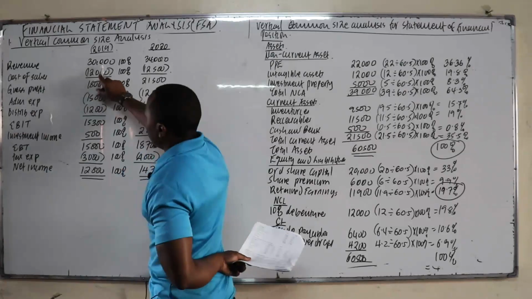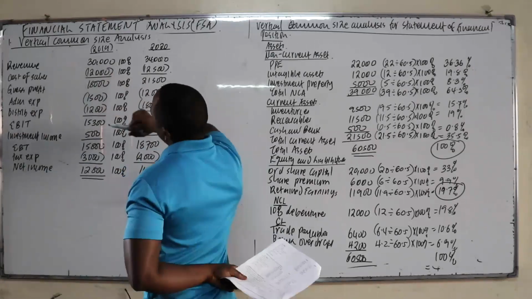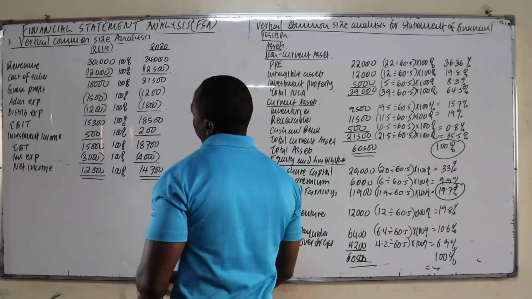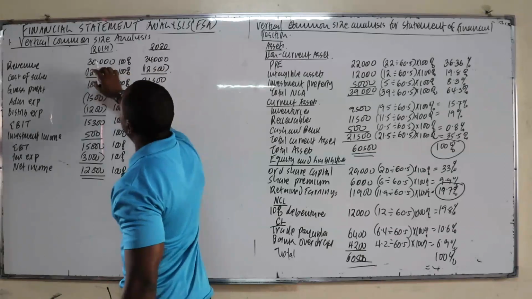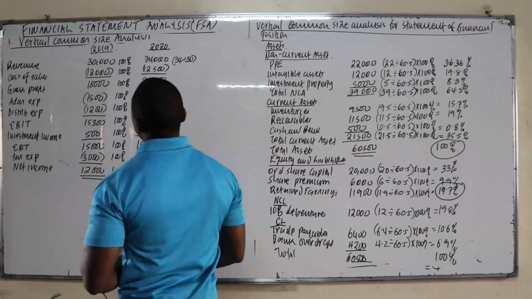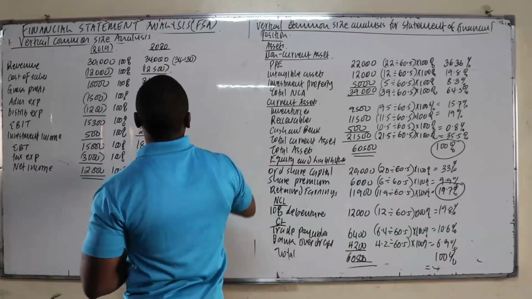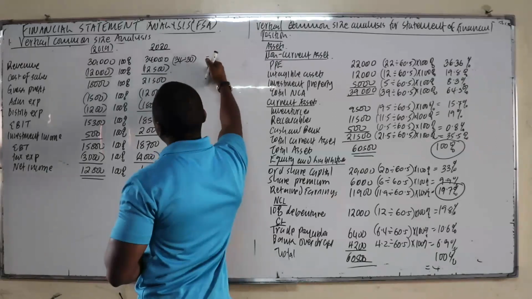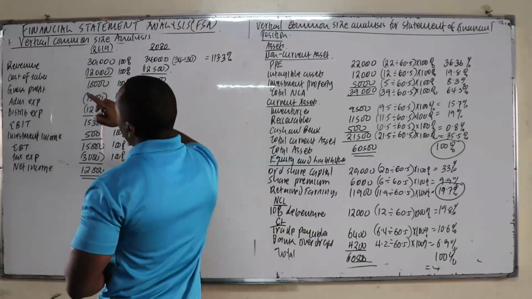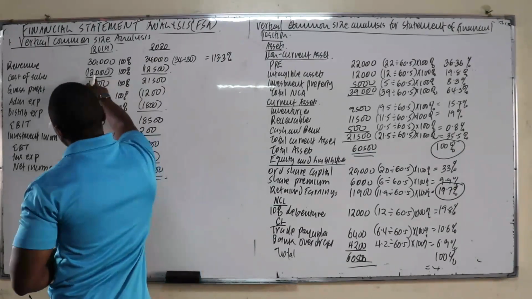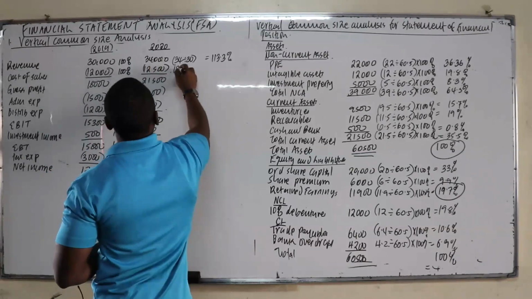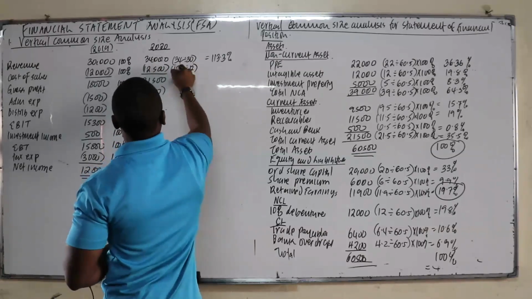This is how you argue. If 30,000 is equivalent to 100%, what will 34 be equivalent to? In short, you take 34, divide by 30, then multiply by 100%. You get 113.3. Cost of sales. If 12,000 is equivalent to 100, what about 12,500? So take 12.5 divided by 12.